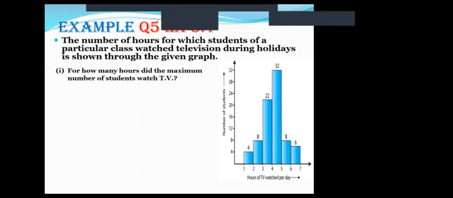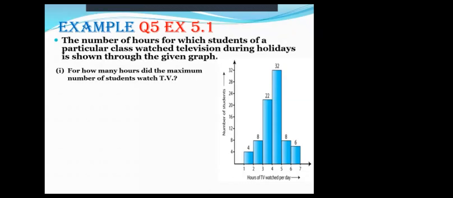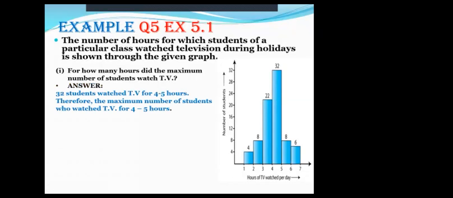For how many hours did the maximum number of students watch TV, Hamza? 4 to 5. 32 is the maximum value and 4 to 5. 32 is the number of students. 32 students watch TV. But the question is how many hours, not the students. Therefore, the maximum number of students watch TV for 4 to 5 hours. Please write the answers in your book.